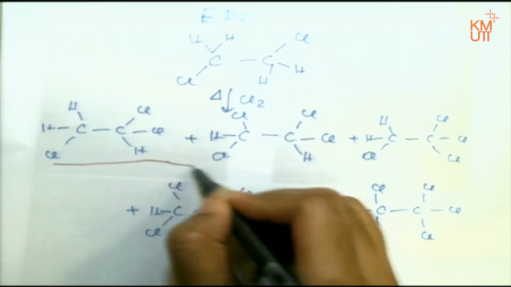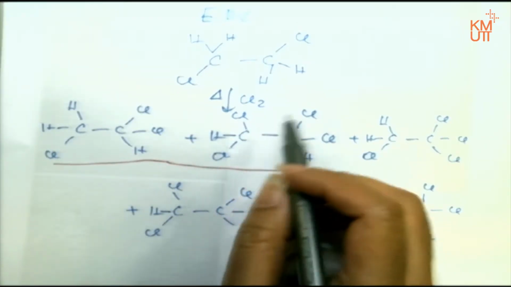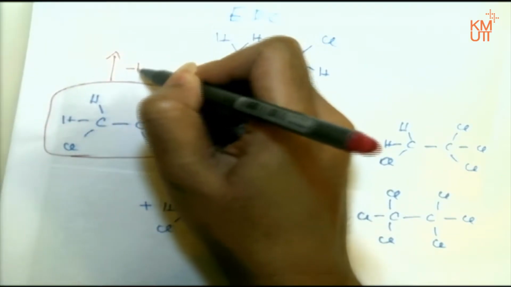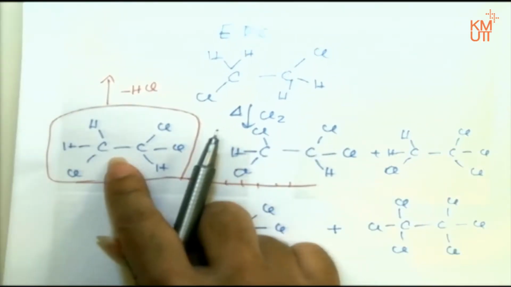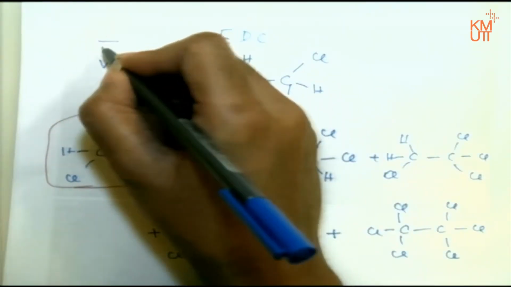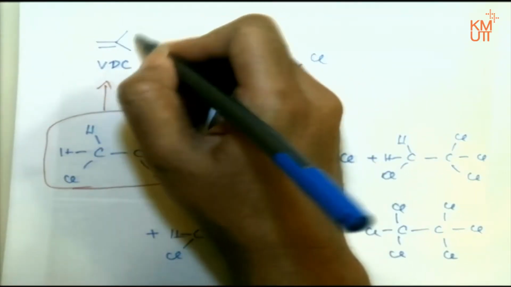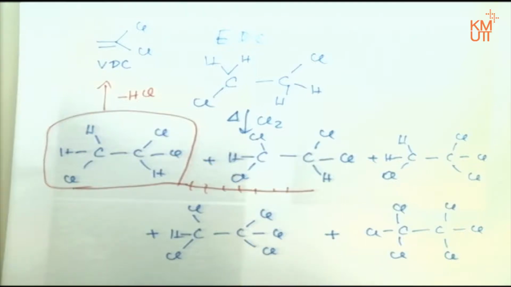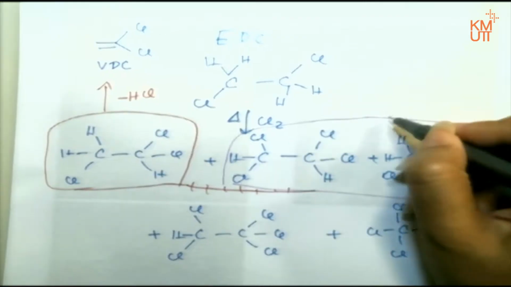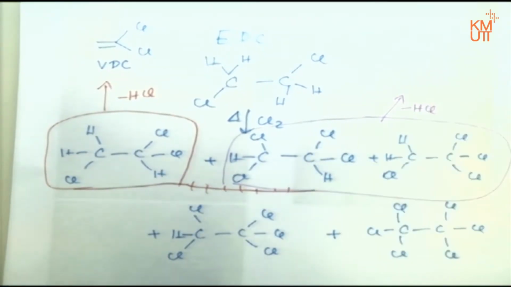This product and this product, 1, 2, this one, 1, 2, 3, not that one. If you eliminate HCl from this intermediate, you can obtain VDC, right? VDC means you just have 2 chloride atoms on the double bond, right? But what is the product from this intermediate? If you eliminate hydrogen chloride, they could give the same product.